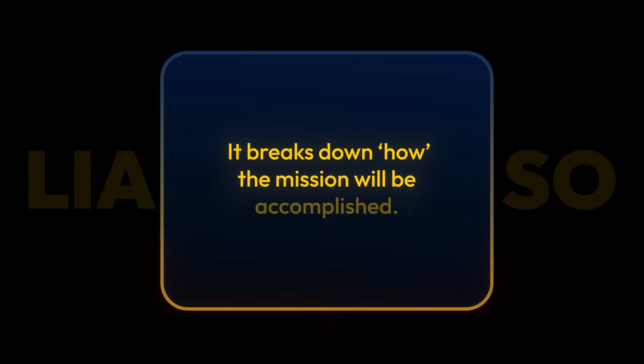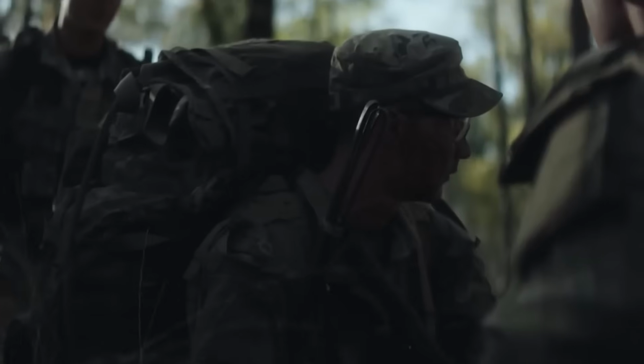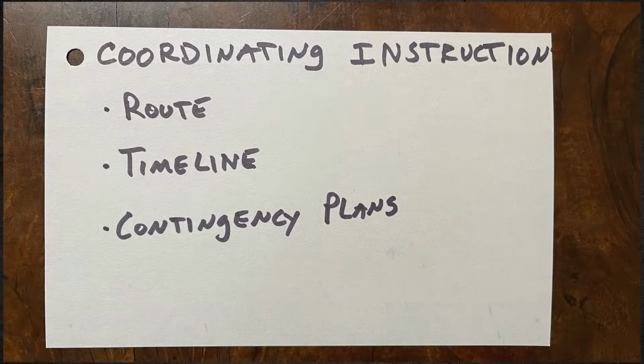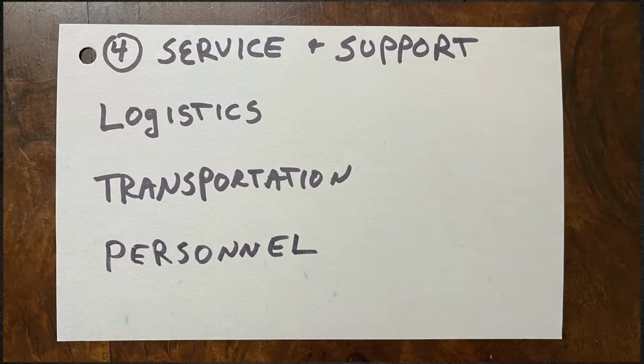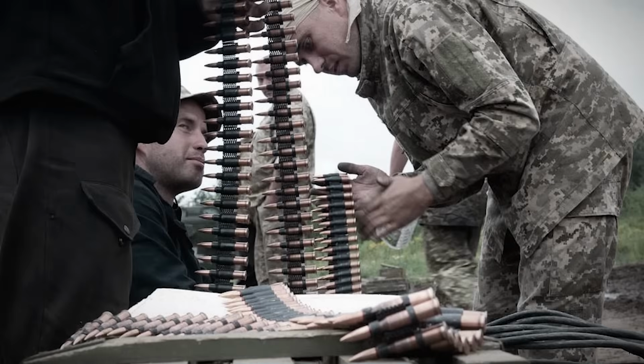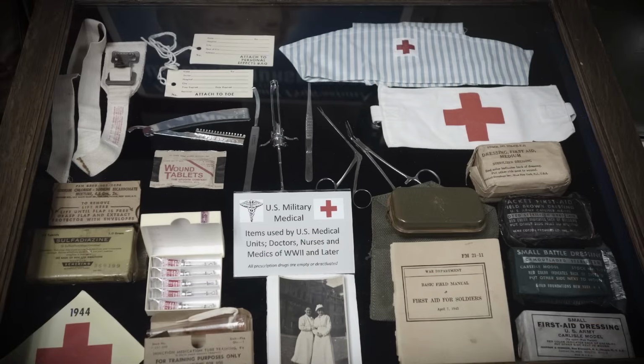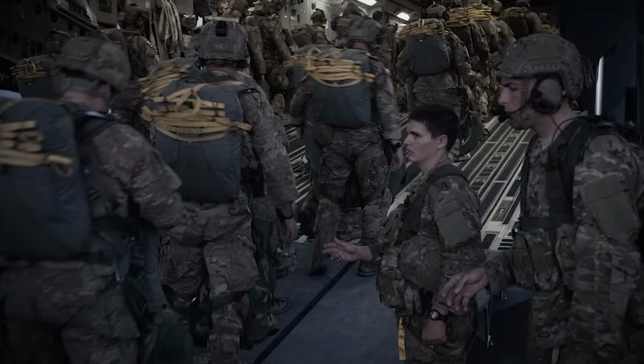It breaks down how the mission will be accomplished. You begin with the concept of the operation, tasked to subordinate elements. It also addresses coordinating instructions like route, timeline, and contingency plans. Paragraph 4 is service support or logistics. This covers everything needed to sustain the patrol. This is logistics, ammunition, food, water, medical supplies, transportation, and personnel.